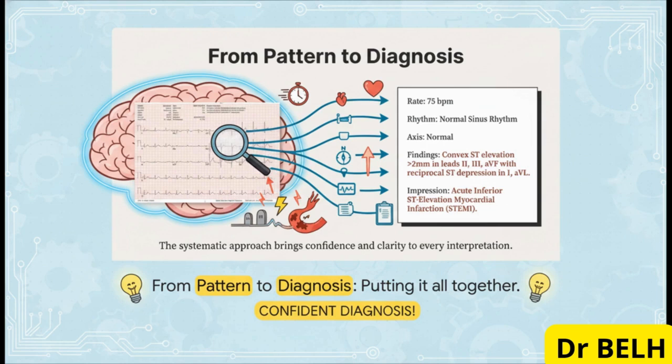But then, we get to step 7. And what do we see in leads I, 3, and AVF? There it is, clear as day. That is convex, tombstone ST elevation. And just like that, in a matter of moments, we've gone from a bunch of confusing squiggles to a confident diagnosis, acute inferior ST elevation myocardial infarction. That is the power of having a system.